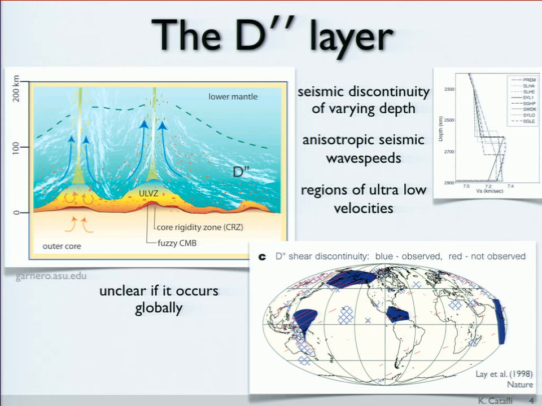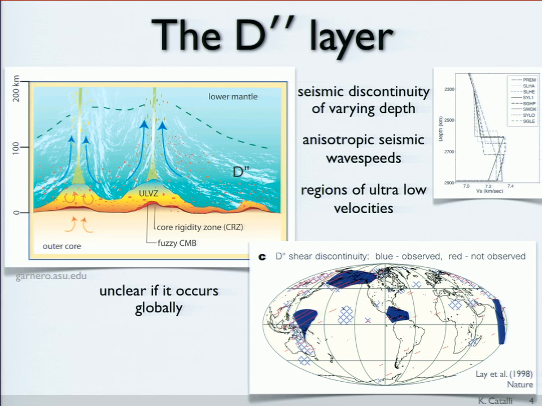Earth's mantle. So what we know about this D double prime layer is that it is marked by a discontinuity in seismic wave speeds, which you see here. We look at the shear wave velocity as a function of depth, and you see these sharp increases in shear wave velocity that define this region. But what's interesting is it's a laterally varying depth for this boundary layer. Also, the seismic waves passing through it in certain directions are much faster than in other directions. So we have anisotropic wave speeds.